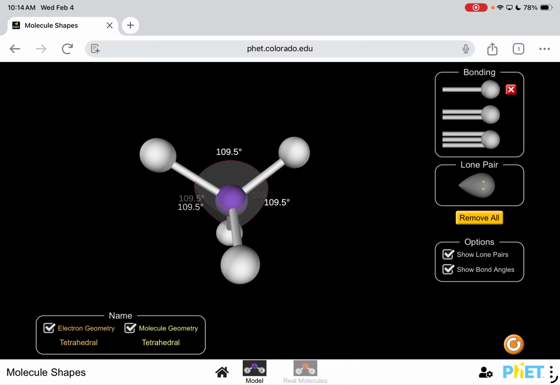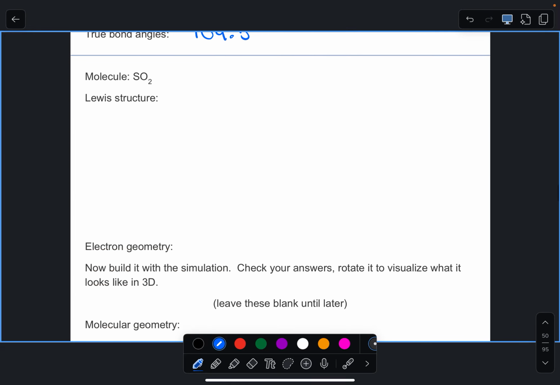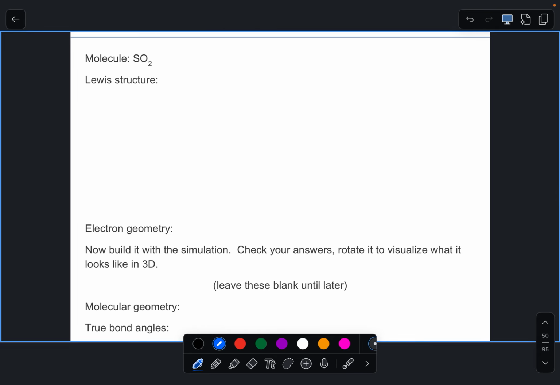So I would say these are some of the easier examples that we've done so far. This one's a little bit more complicated, mostly because the Lewis structure is a little different. I don't think you guys are going to find it complicated, but it's not one of our more basic ones, okay?